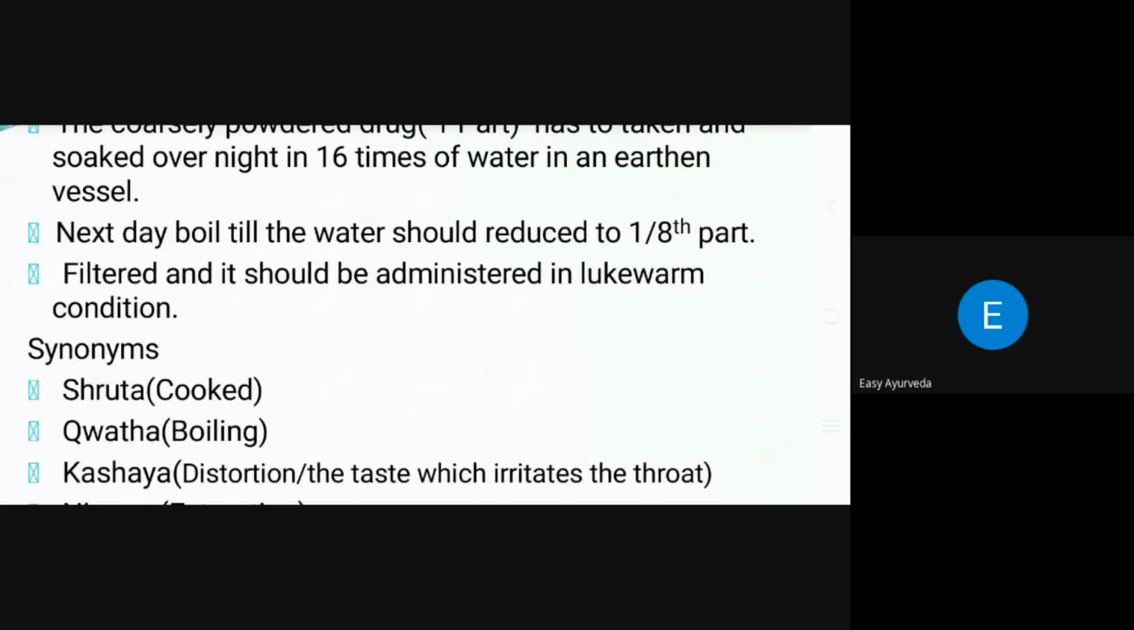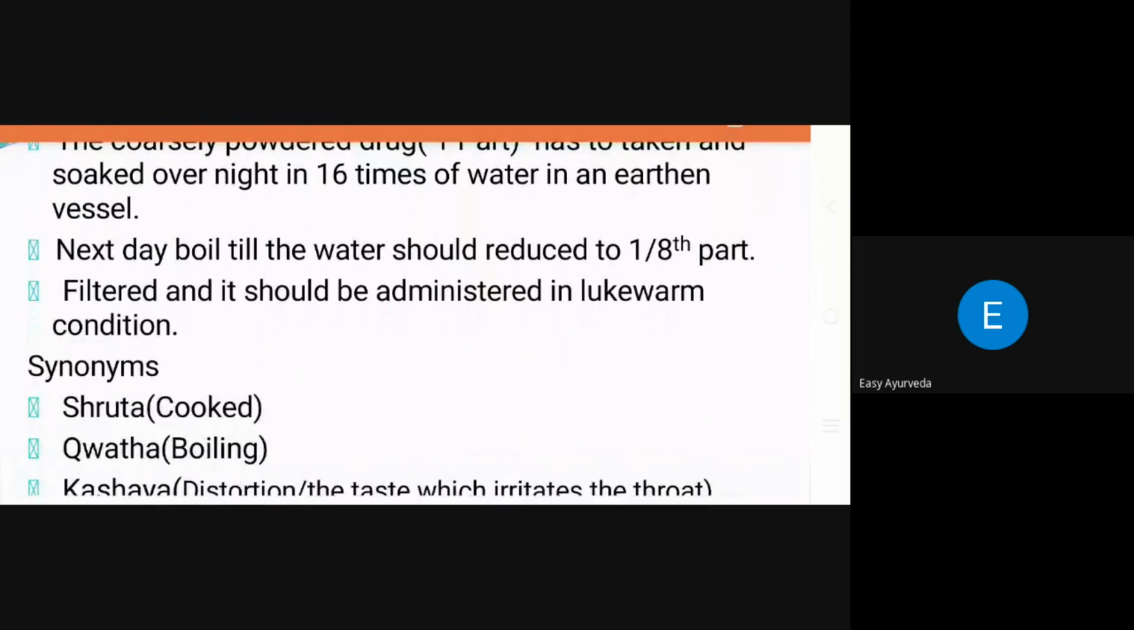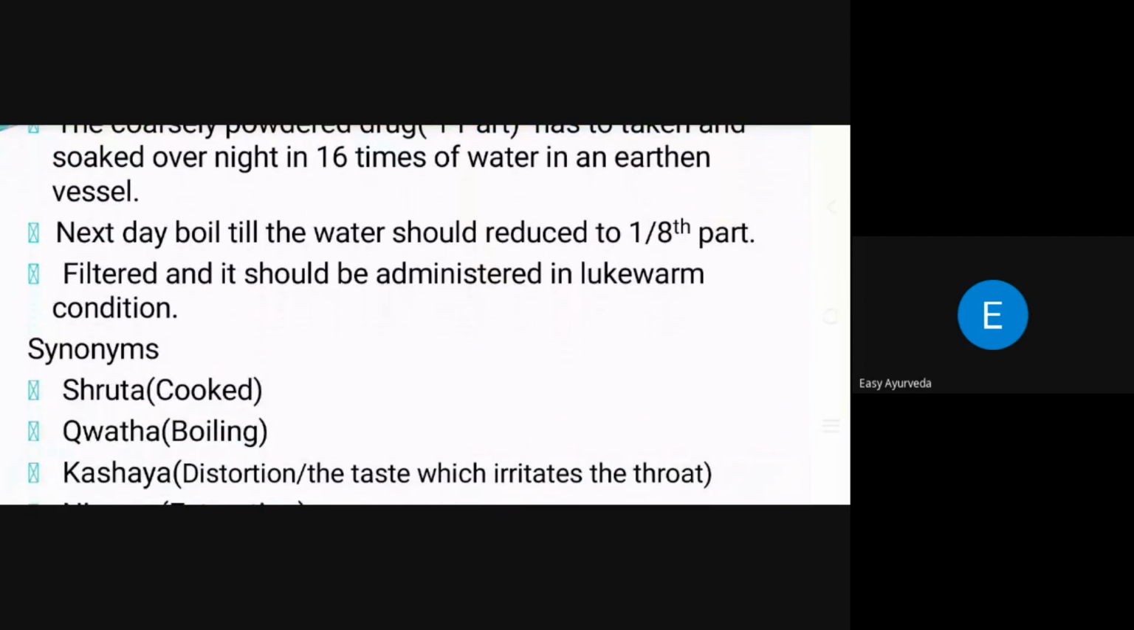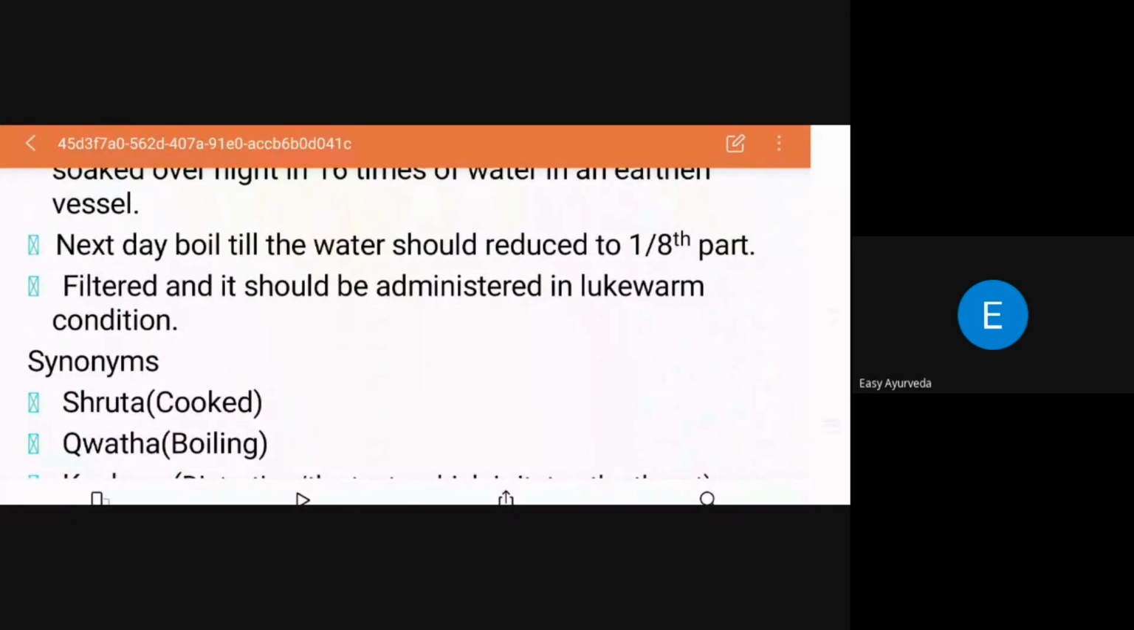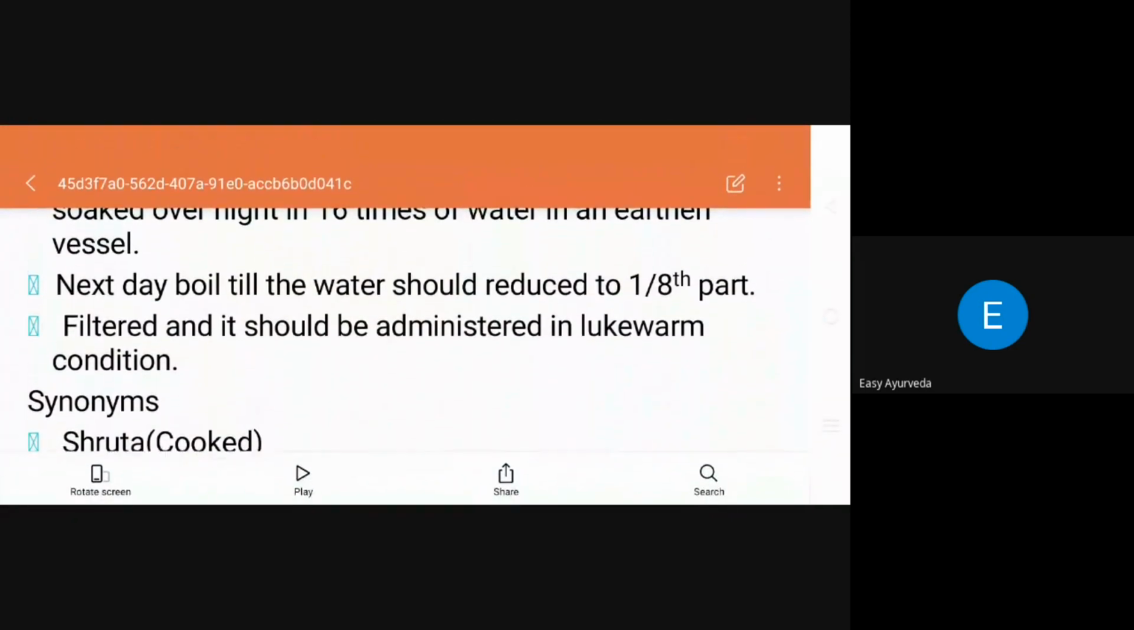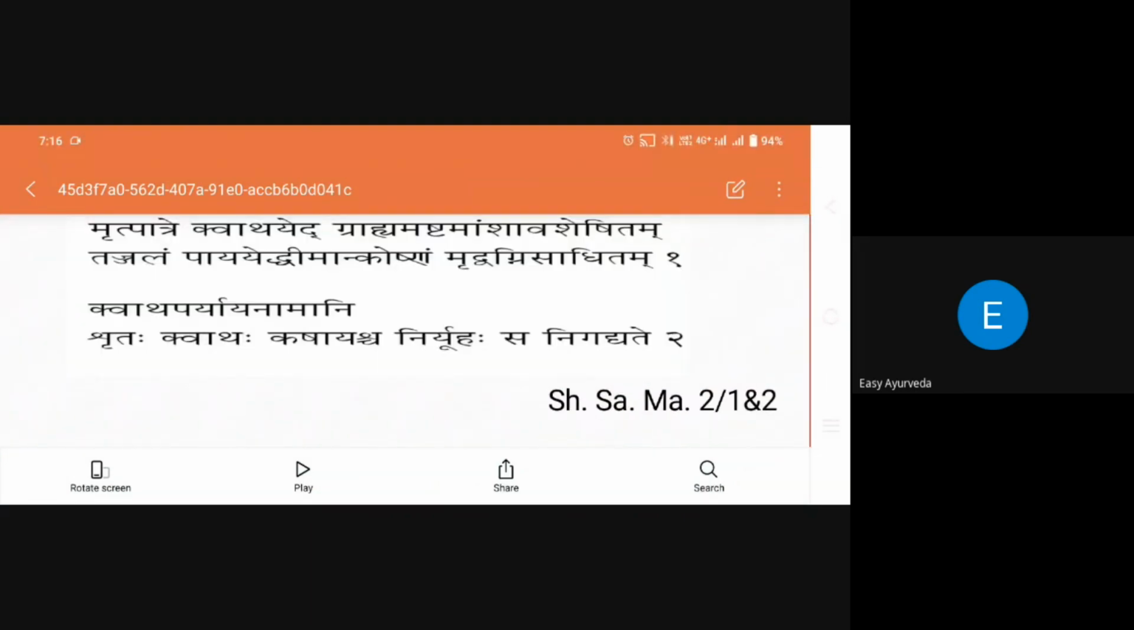If you give excess fire, heavy fire, Katinagni, Bhatagni, Kharagni, there are these types of Agnis. If you give a high flame, what happens? Some of the active principles will evaporate because of the higher temperature. For that purpose, we always use Murduvagni Saditam. It has been told that after that, it should be filtered and administered in a lukewarm condition. Mridwagni Saditam, Tajjalam Payat Diman, Koshnam.